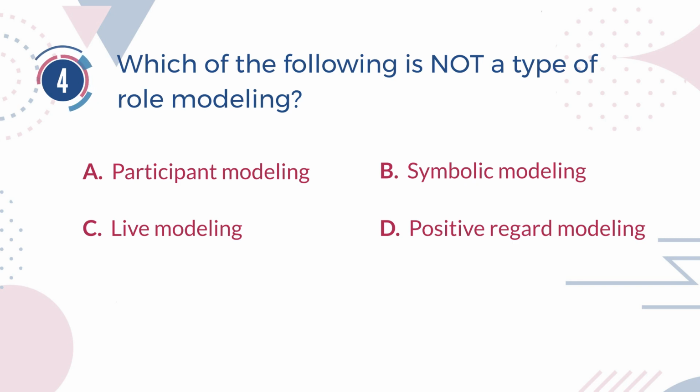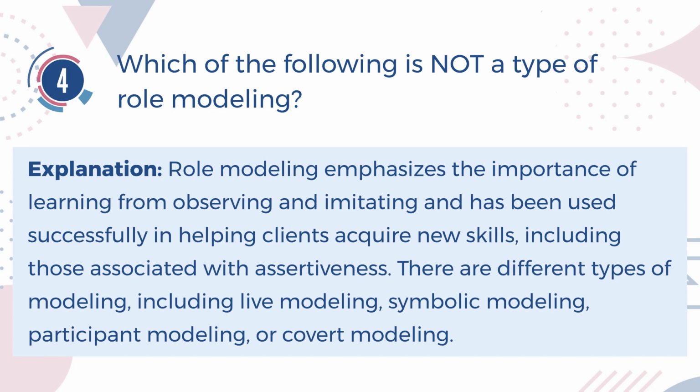The correct answer is D. Positive regard modeling. Explanation. Role modeling emphasizes the importance of learning from observing and imitating and has been used successfully in helping clients acquire new skills, including those associated with assertiveness. There are different types of modeling, including live modeling, symbolic modeling, participant modeling, or covert modeling.